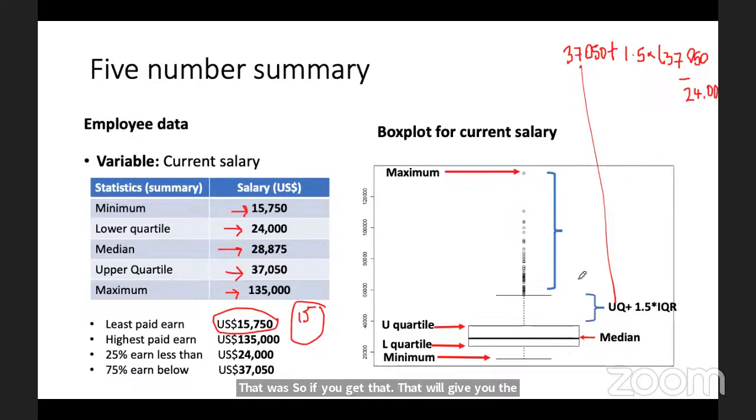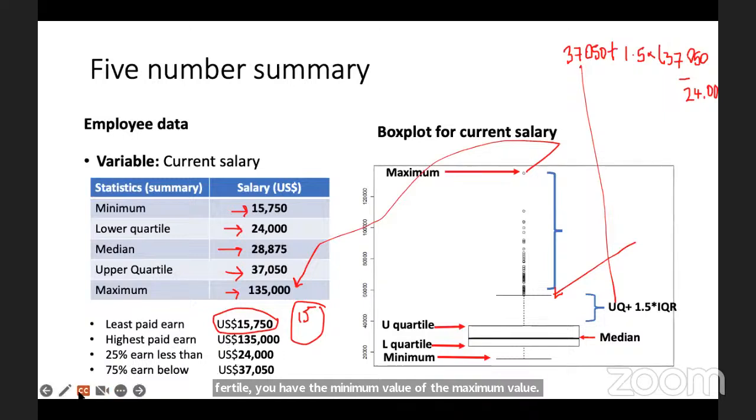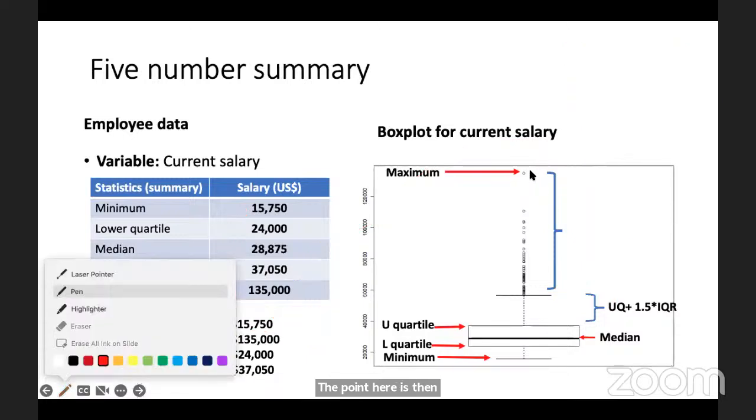It will give you the value here. That is where this value will stop. Then we are saying any value above this will be considered an outlier. So you can see there are very many outliers here. There is this particular value here, I think the highest possible value here, but we still have a lot more values within here. And then, of course, you have your upper quartile, the lower quartile, the minimum value and the maximum value. The point here is then, are all these values really outliers?